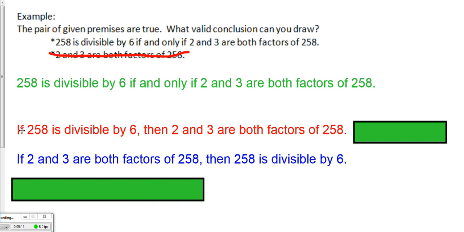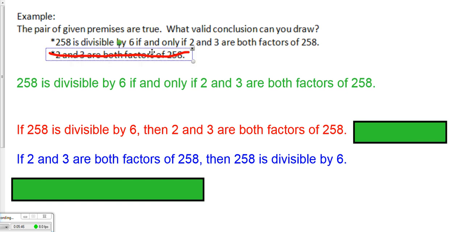One of them says if 258 is divisible by 6, then 2 and 3 are both factors of 258. Okay? According to this statement, because it is biconditional and it goes both ways, this is a true statement. This is also a true statement. If 2 and 3 are both factors of 258, then 258 is divisible by 6. Both of these are true statements that we got from this. We basically just broke this down into two true things.